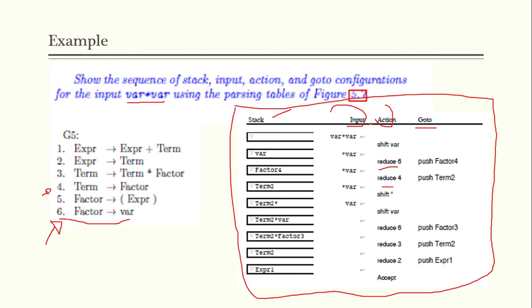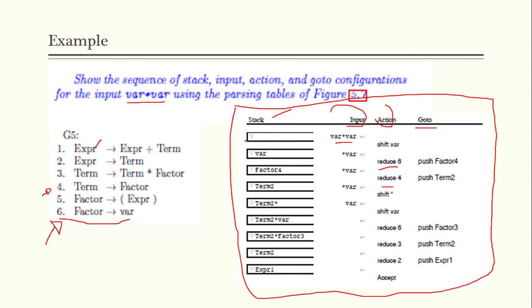So you start with the input var times var. It means that you start from the bottom until you get to the start symbol of the grammar, which is expression. Expression is the start, so you start from the bottom. That is bottom up parsing. So you start from the input, which is given here. They want var times var. The stack you must do horizontally.